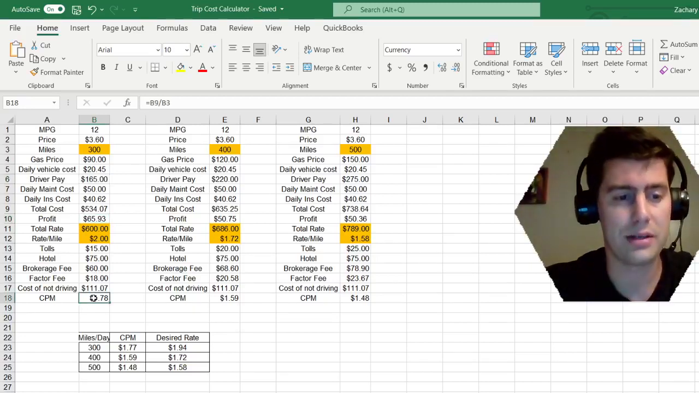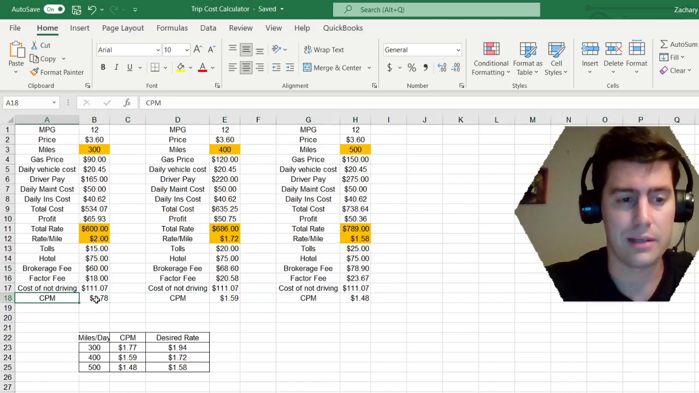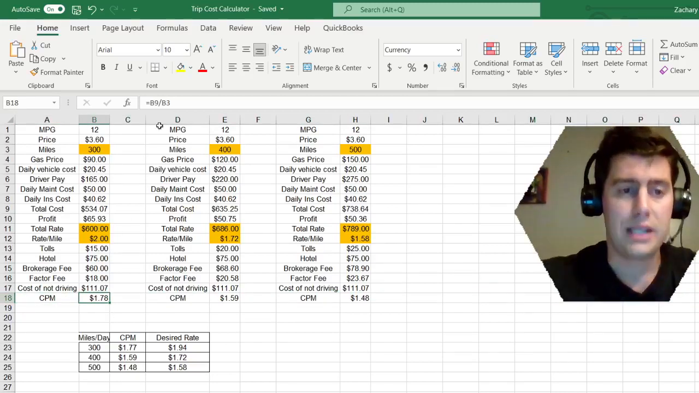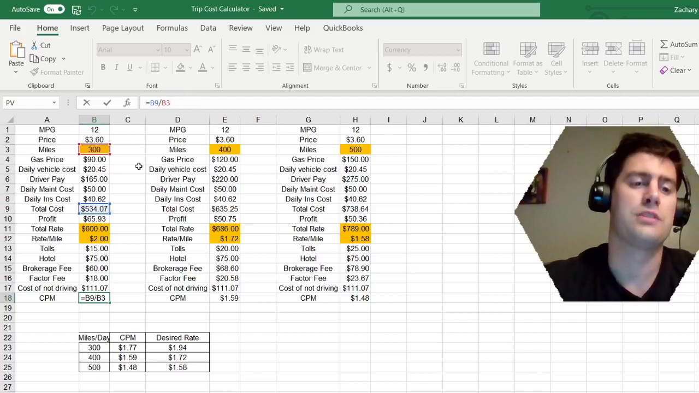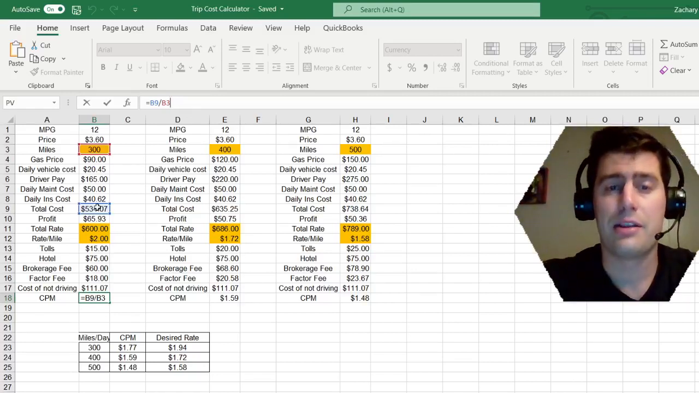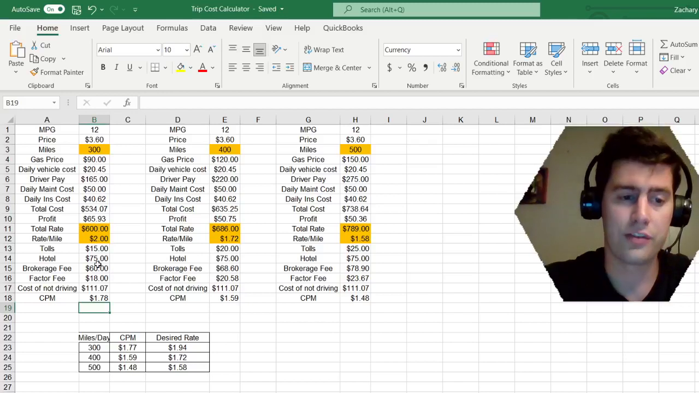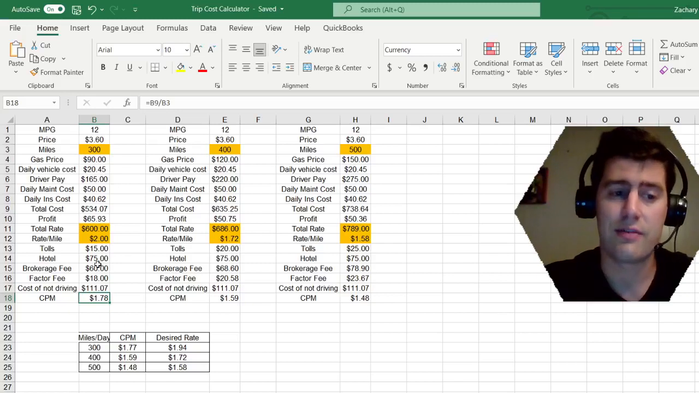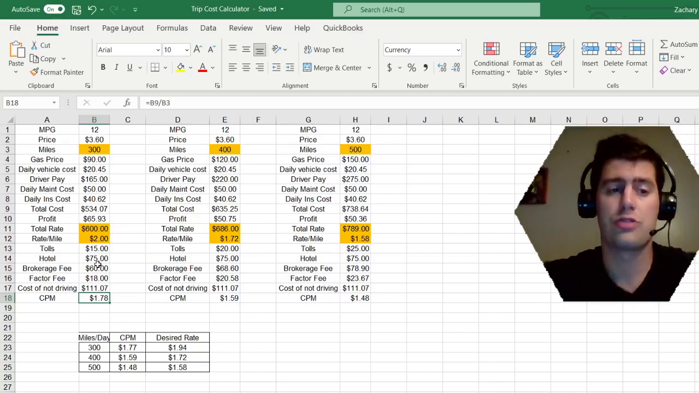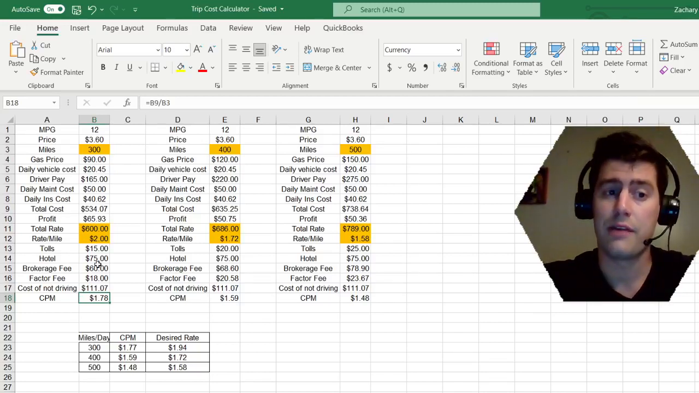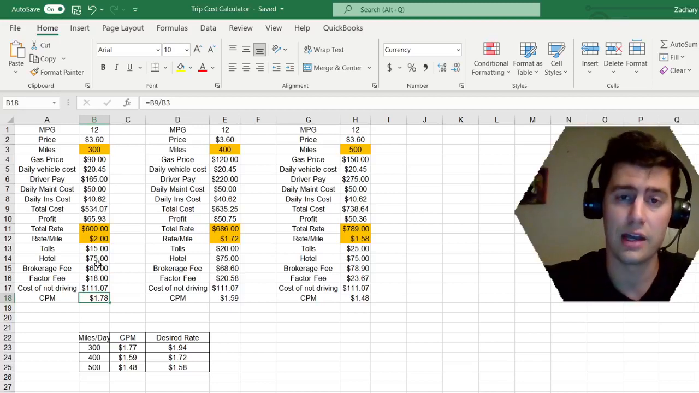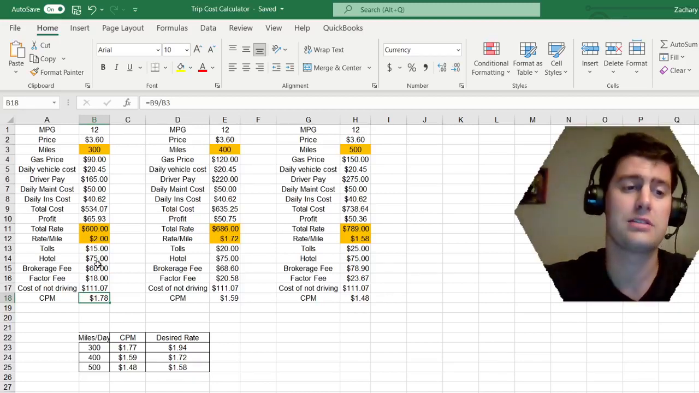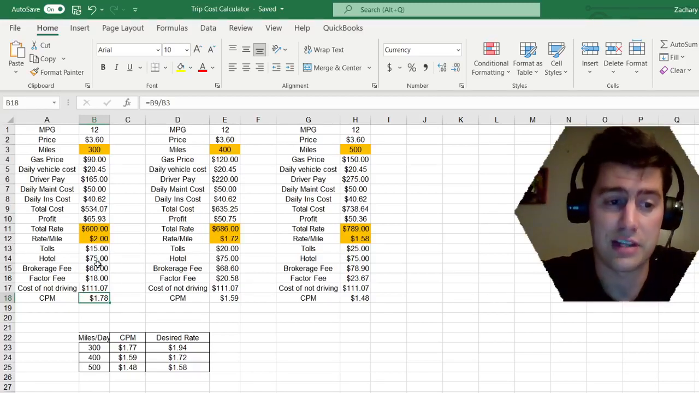And with all that being said, down here at the very bottom, I have CPM, cost per mile, which is B9 divided by B3. So that is your total cost divided by the total miles that you're driving. So in order for my company, my business to break even, I need to get paid $1.78 per mile. That's how much it costs to own the truck, pay for insurance, pay for maintenance, tolls, hotel, factoring fee, dispatcher fees, gas, fuel, diesel, and to pay my driver 55 cents per mile.